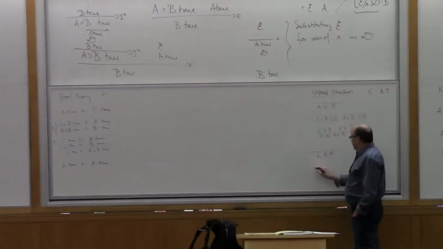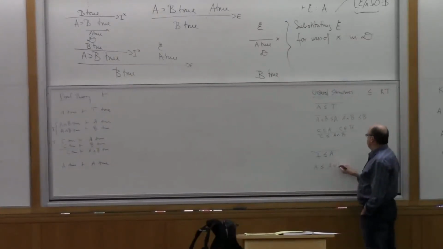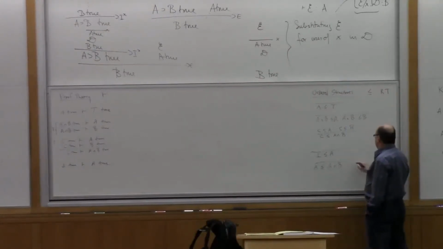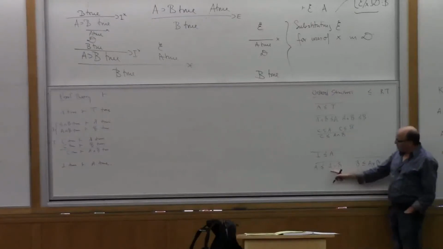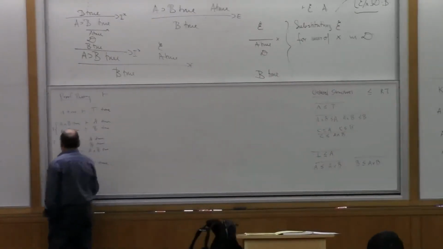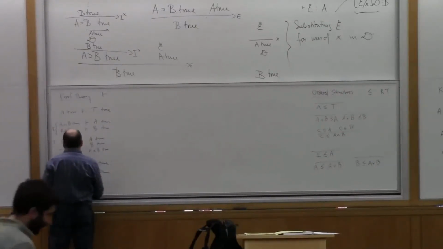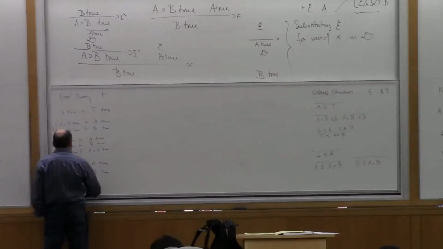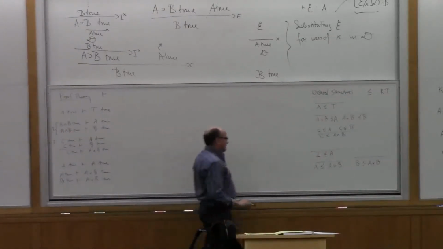And then we have the idea of join. So this is the nullary join. We have that A is less than or equal to A or B, and that B is less than or equal to A or B, the join. If you think of this as the least upper bound, it's an upper bound, so A true entails A or B true, and B true entails A or B true.